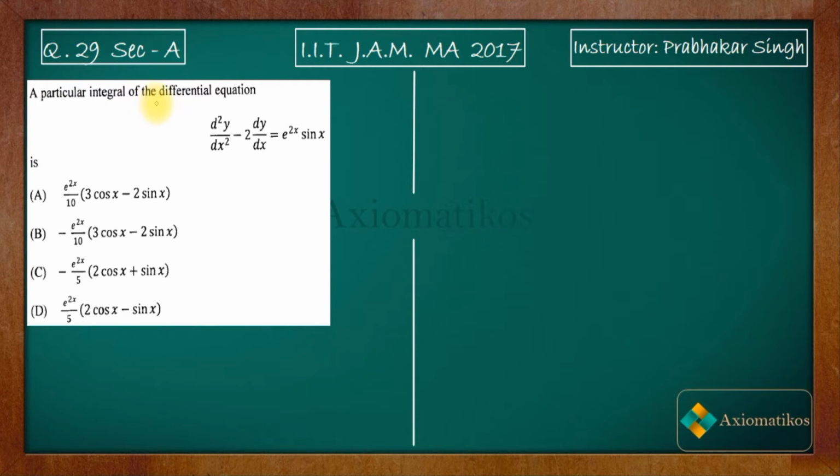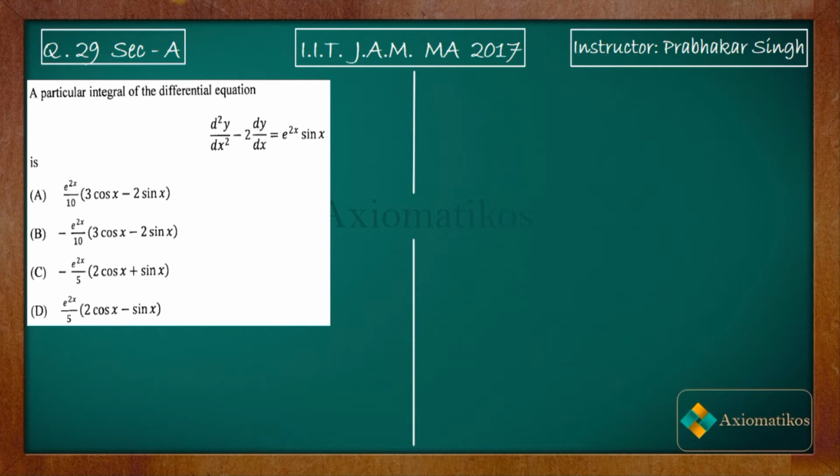Particular integral of the differential equation. We are given a second order differential equation. It is a non-homogeneous differential equation because the right hand side is non-zero. So we have to find the particular integral. Let us first look at a note for finding a particular integral, and then we will try to solve this problem.